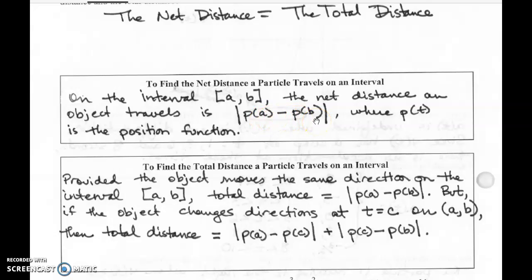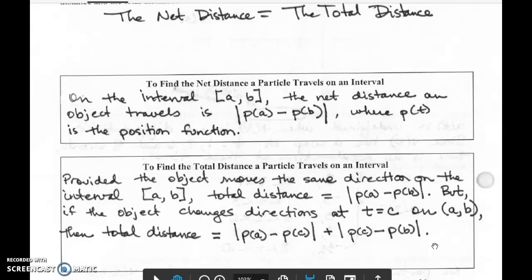So if you only want net distance, you just take where you ended and subtract it from where you started. And if you switch it around, you just absolute value it. Whereas total distance traveled, you have to find the points where the object changes directions, and he labels those points as t equals c, and subtract them individually. And by the way, you might have more than one place where you change directions, so you might have multiple c values. So you just have to continue to add one way or another.